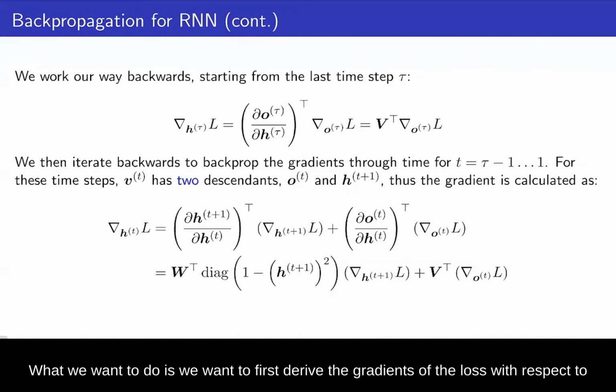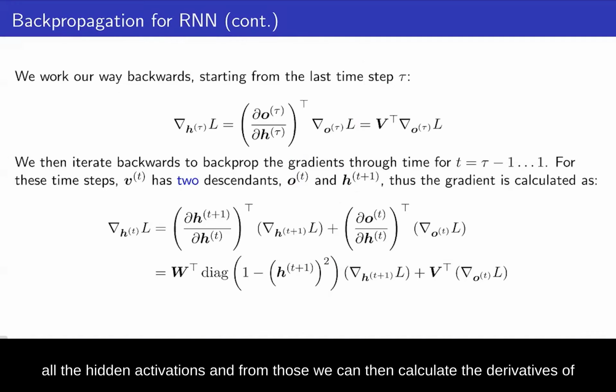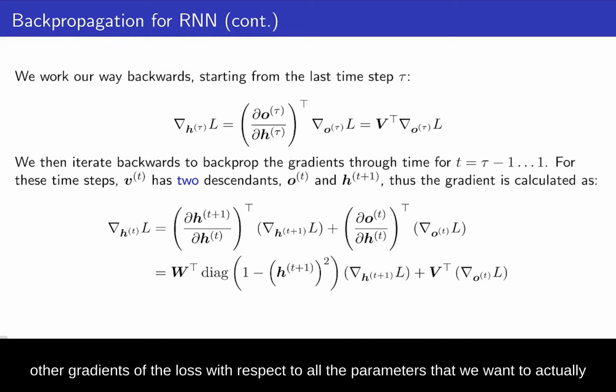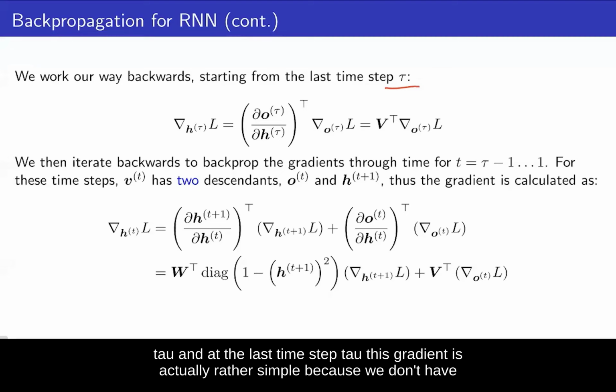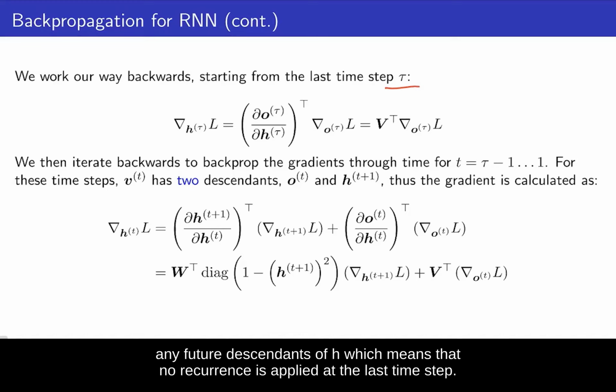What we want to do is first derive the gradients of the loss with respect to all the hidden activations. And from those, we can then calculate the gradients of the loss with respect to all the parameters that we want to actually change. So we will work our way backwards, and we will start at the last time step tau. And at the last time step tau, this gradient is actually rather simple because we don't have any future descendants of h, which means that no recurrence is applied at the last time step.